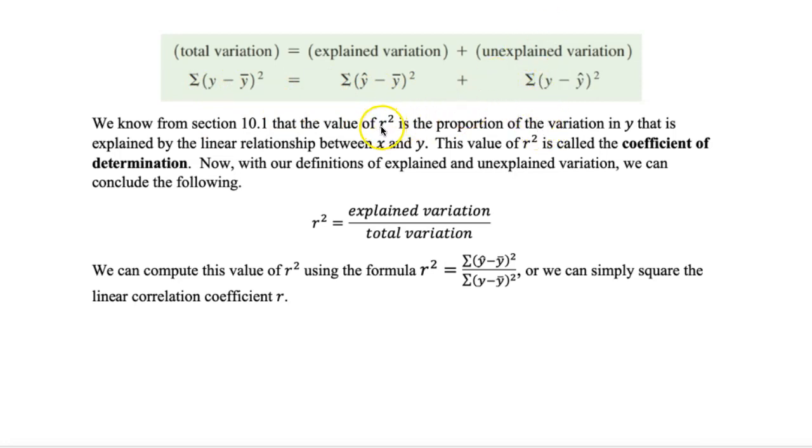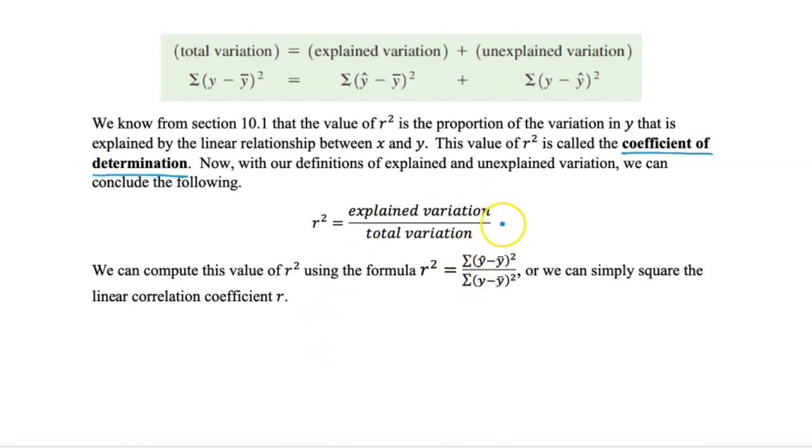Now let's talk about this r squared term. We talked about this in section 10.1, and we gave a definition, but we really didn't say much else about it. We said that r squared is the proportion of variation in y that is explained by the linear relationship between x and y. This value of r squared is called the coefficient of determination. So now instead of saying r squared, we can say this is the coefficient of determination.